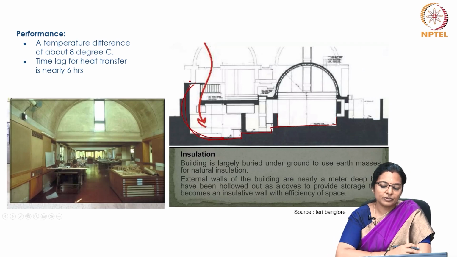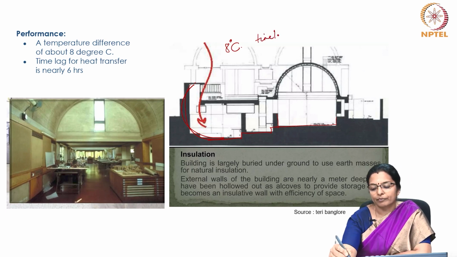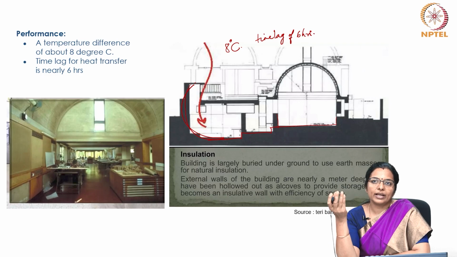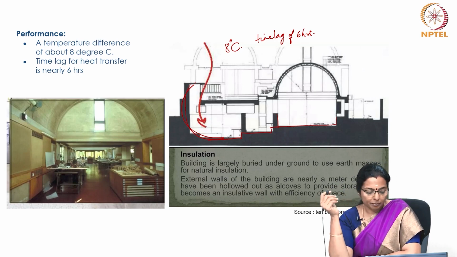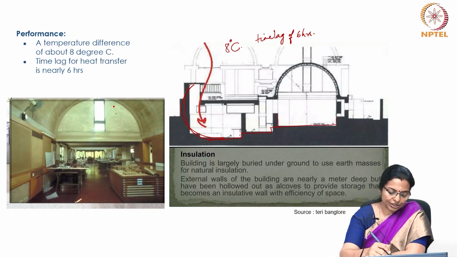A temperature difference of about 8 degrees centigrade during the hottest part of the year is noticed, with a time lag of nearly 6 hours. Time lag is the difference in time between when the outdoor reaches its peak and the indoor reaches its peak. This building is largely buried underground to use earth mass for natural insulation.